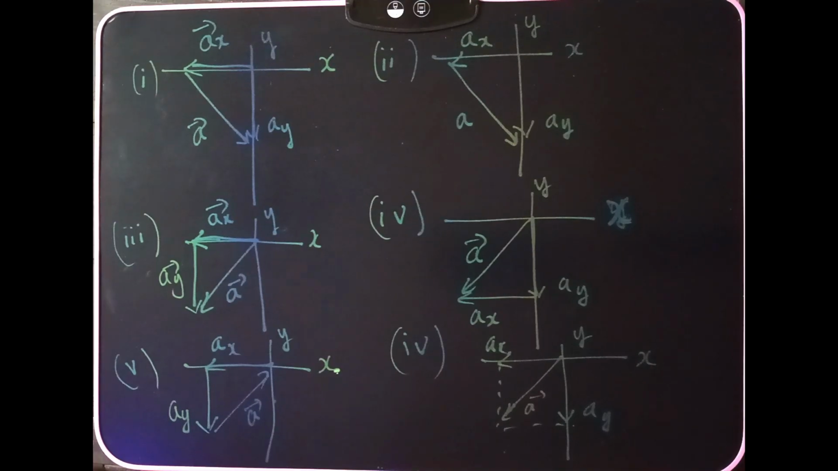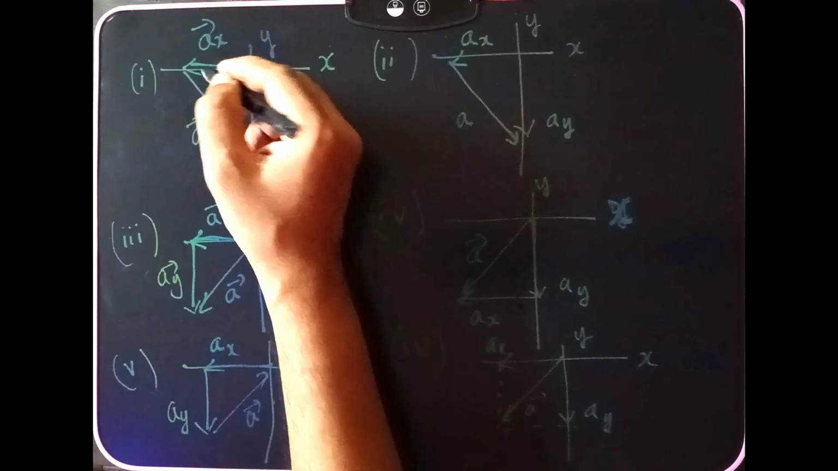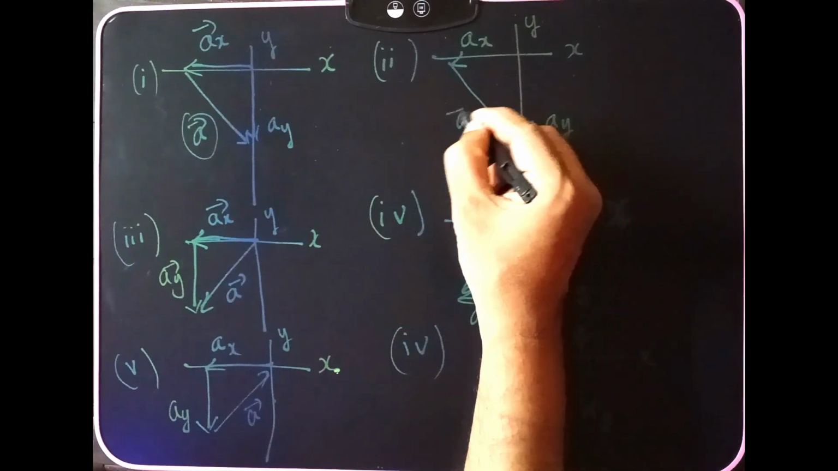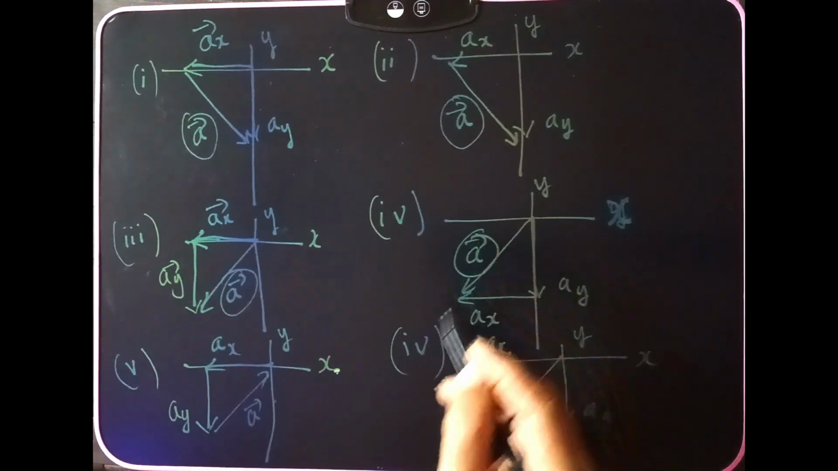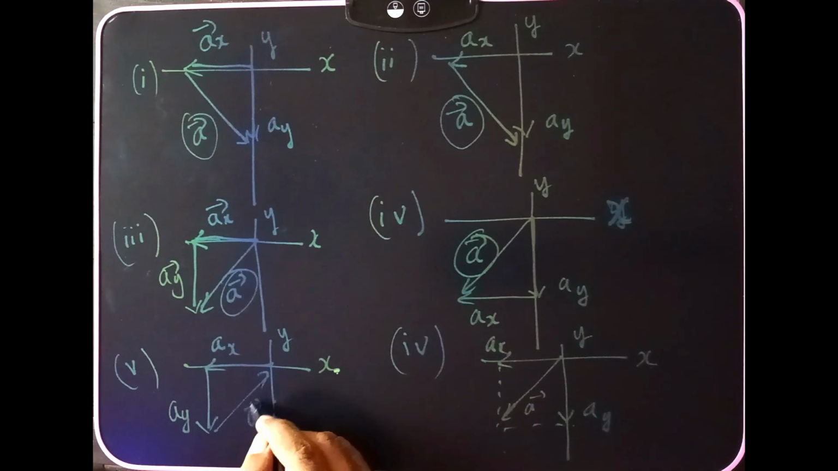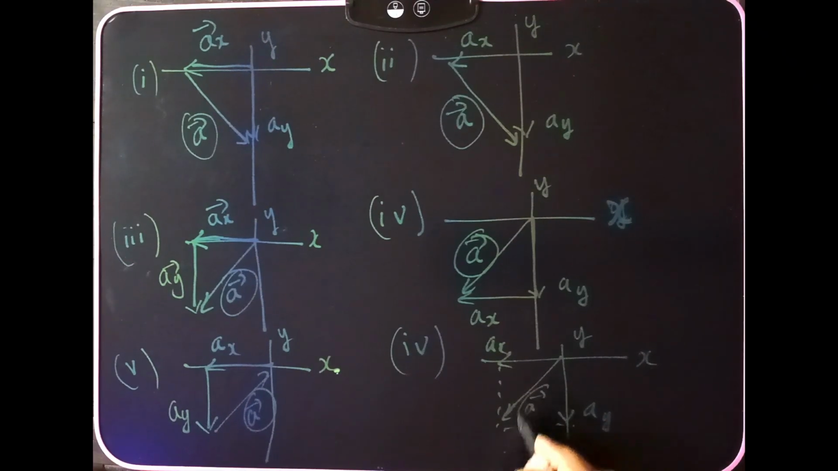So it is asking which of these figures indicate the x and y components of this vector. The x and y components of which vector? A. The x and y components of vector A is shown appropriately. In which of these the components of A vector is shown appropriately. So we have to select the right answer.